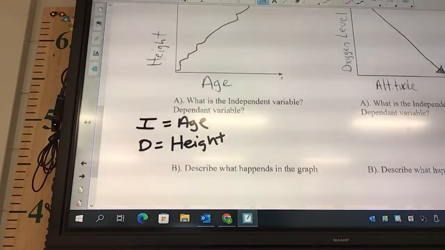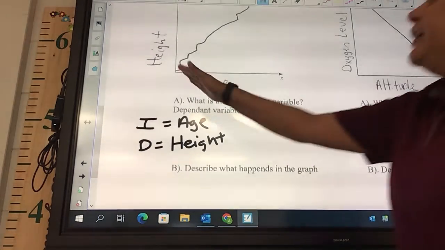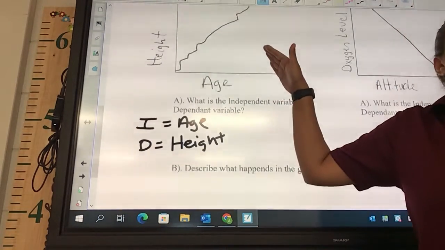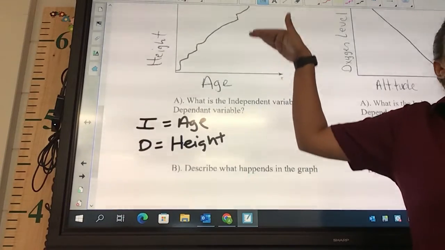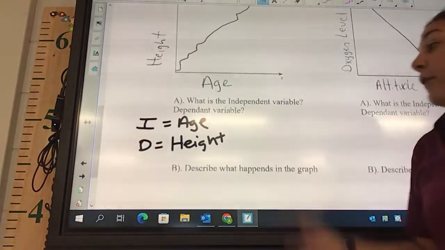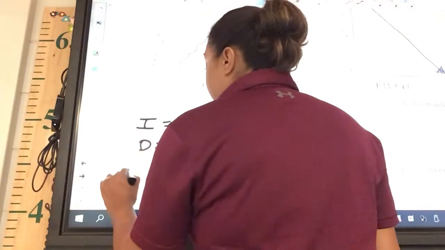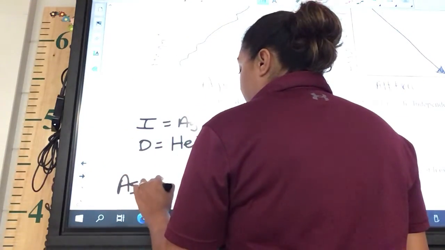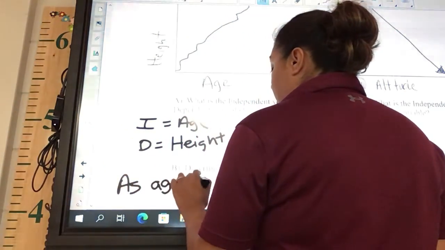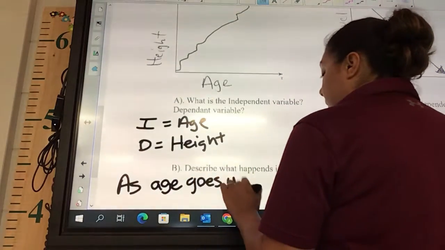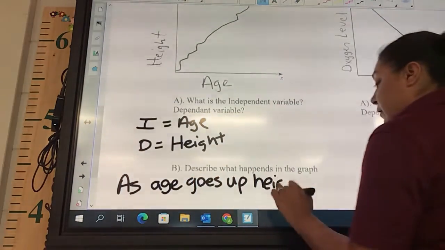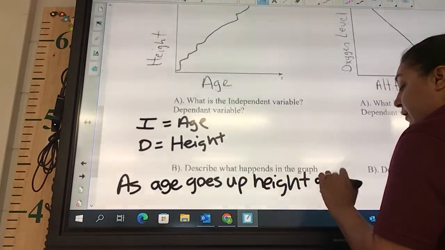Okay, so describe what happens in the graph. As we age, what typically happens to our height? We get taller to a certain point, right? Eventually you're done growing. So as age goes up, height goes up.